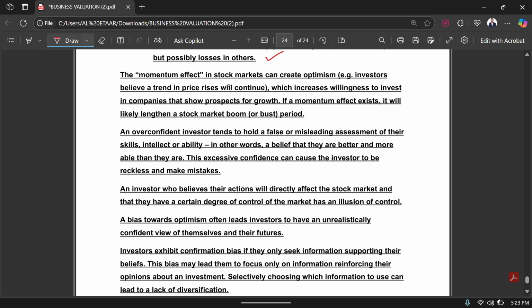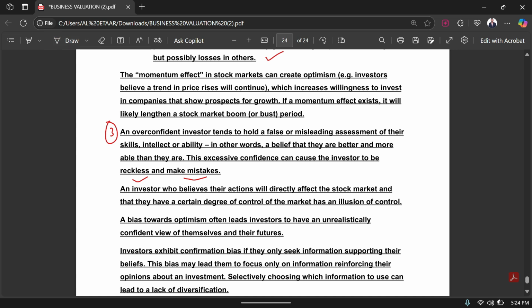Then we have our third kind of investor, which are the overconfident investors, which tend to hold a false or misleading assessment of their skills, intellect, or ability. In other words, a belief that they are better and more able than they are, right? That's why they are called the overconfident investors, because they believe that, oh, we know everything, the others do not. So we are better than the others. This excessive confidence that they have can cause the investor to be reckless and make mistakes.